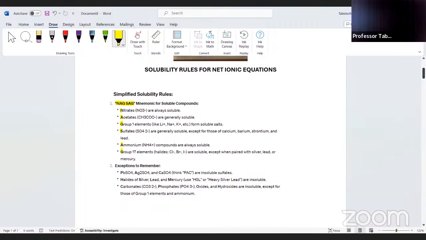These are your solubility rules here as well, the exceptions to the rules. So if you've got lead 2 sulfate, silver 1 sulfate, calcium sulfate, think PAC, that stands for lead, silver, and calcium. Those are insoluble. We told you that up here when we talked about the sulfates that are insoluble with those particular elements. The halides of silver, lead, and mercury. Think of HSL, heavy silver lead. Those are also insoluble, okay?